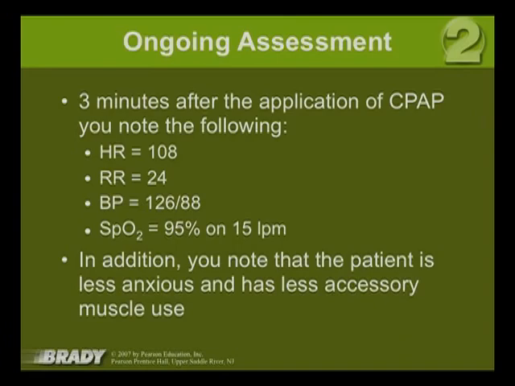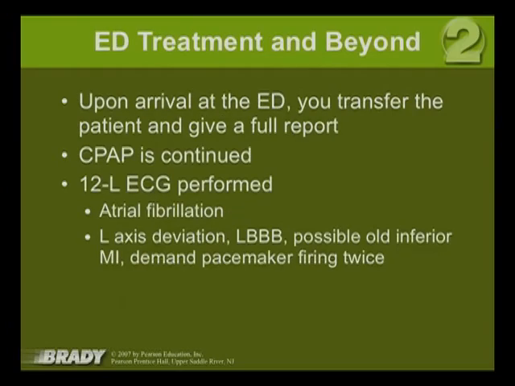Three minutes after the application of CPAP, you note the following. Heart rate's come down a little bit. It's at 108. Respiratory rate has also decreased. It's at 24, and the blood pressure's stabilizing at 126/88. And finally, the O2 sat is up. It's up to 95% now, at 15 liters per minute. This may or may not help with altered mental status now that his oxygen saturation is increasing, but reassessment would confirm that. In addition, you note that the patient is less anxious and is using less accessory muscle. So you are calming the patient down and you're starting to see some improvements.